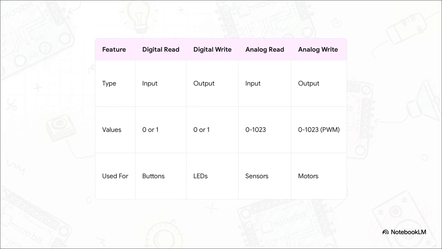Digital read and write are our on-off switches, working with just a 0 or a 1. Perfect for buttons or simple LEDs. And then we have analog read and write, which use that big 0 to 1023 range, giving us that fine control we need for things like sensors or dimming lights. It really is that straightforward.